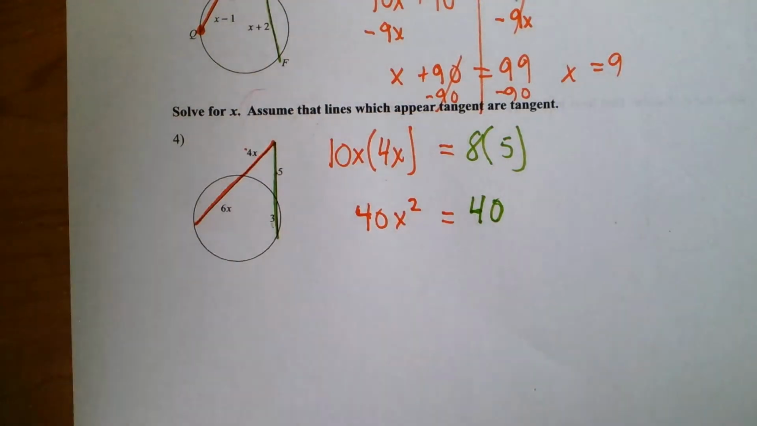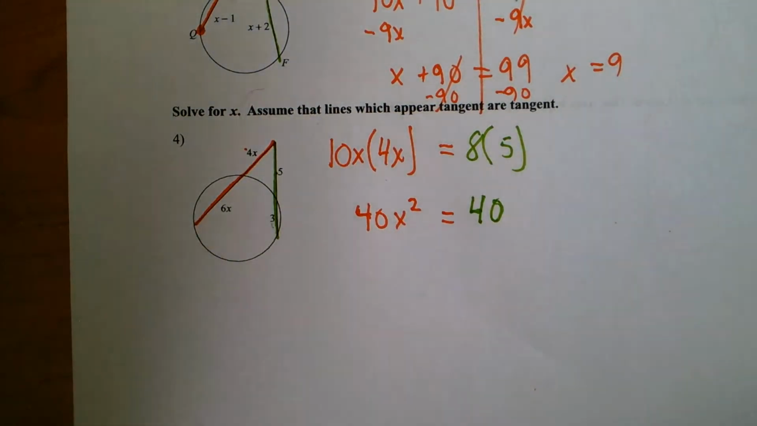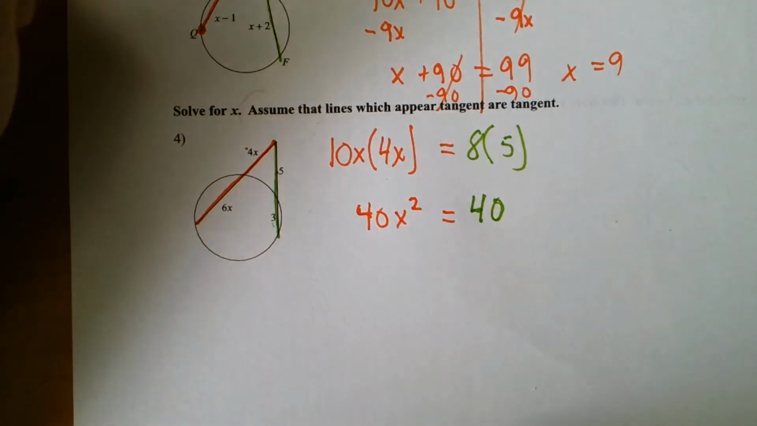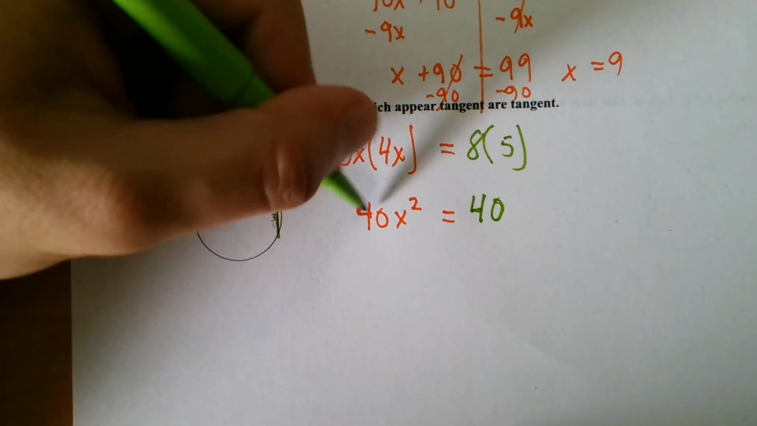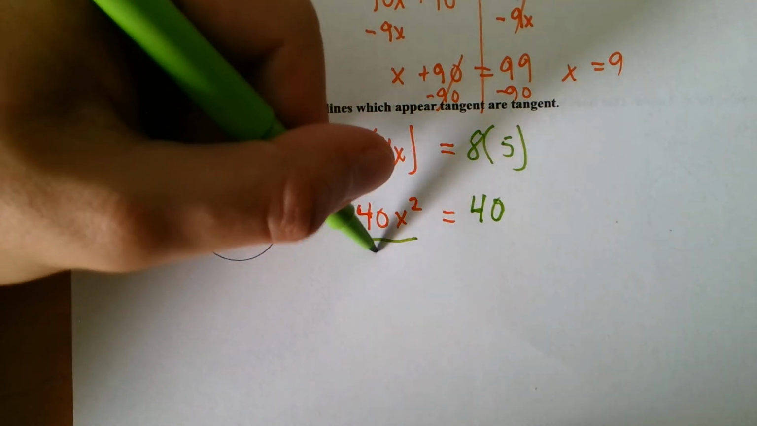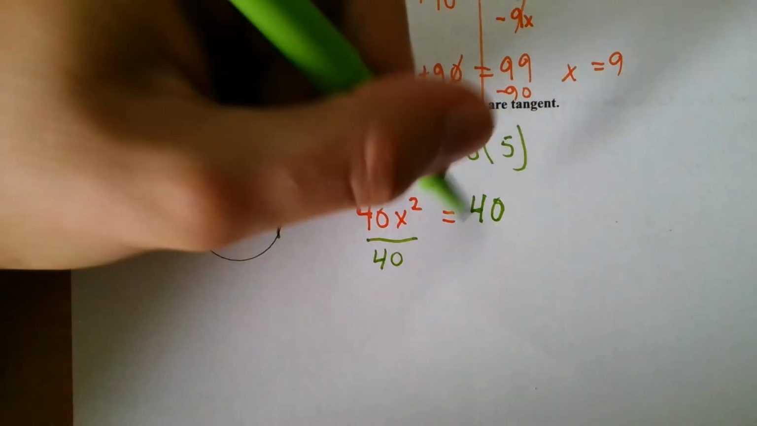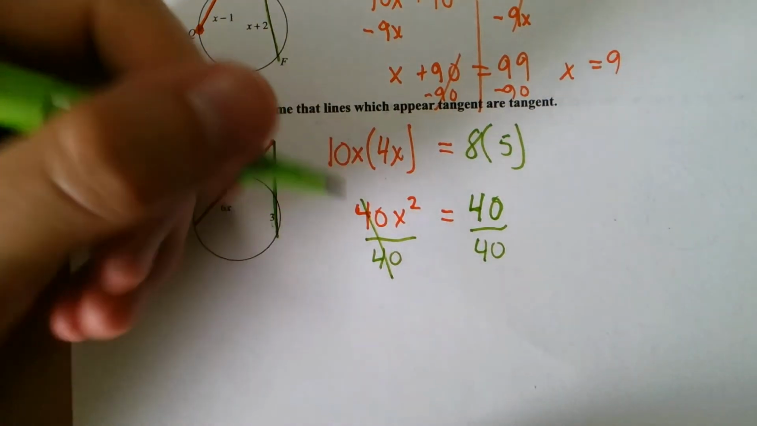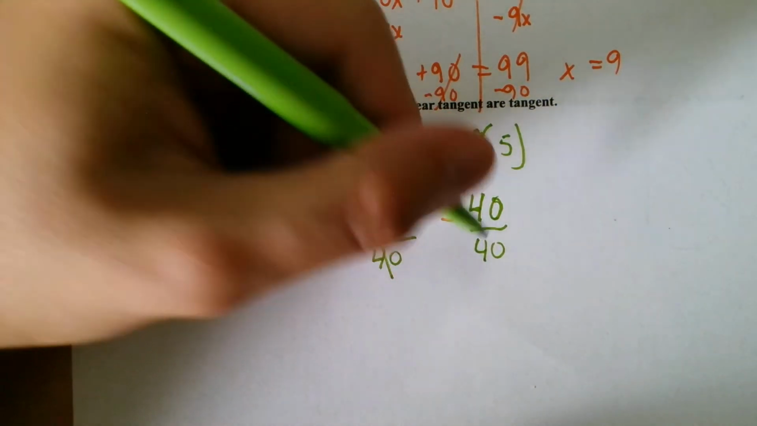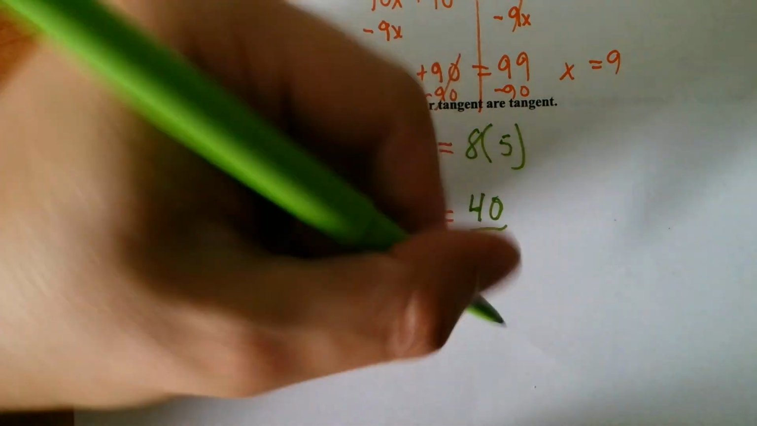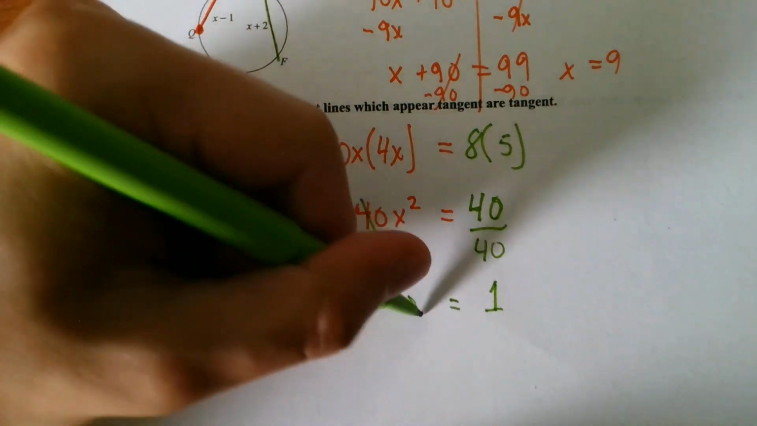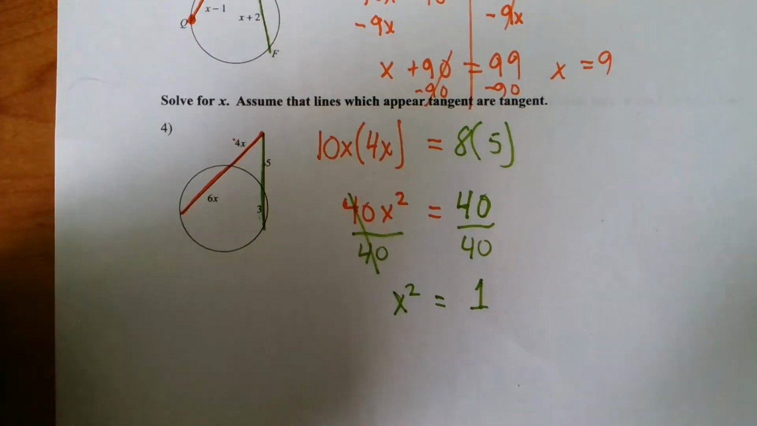Okay. Cool. So now, when we're solving something like 40x squared equals 40, you always want to take the number in front and divide by it to cancel first. So 40x squared divided by 40, that cancels the 40s. And then over here, 40 divided by 40, that's the same number, so that just equals 1. And then I'm left with x squared as a result.